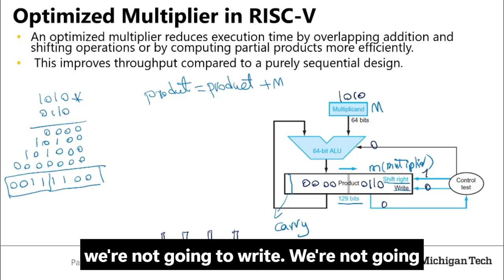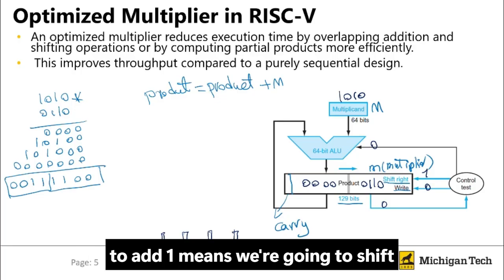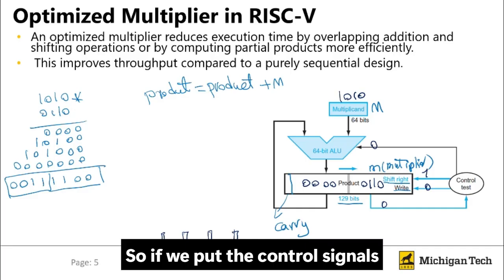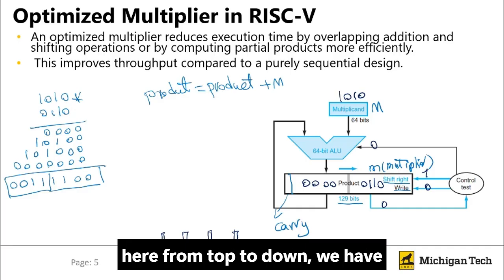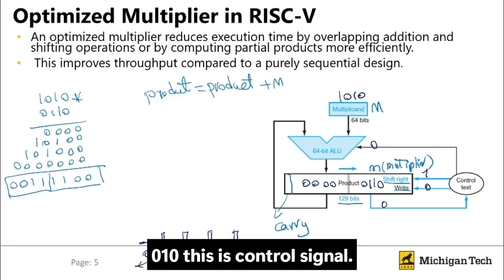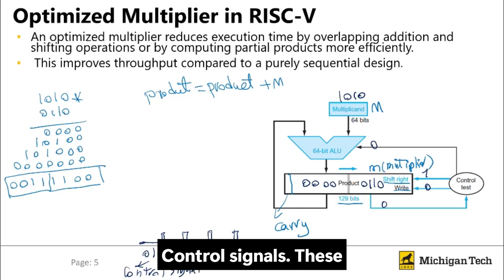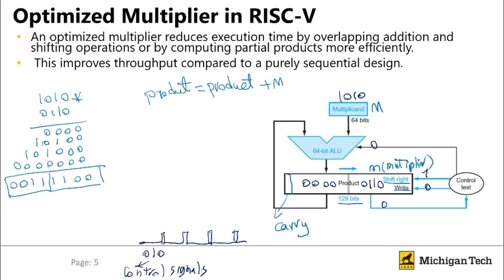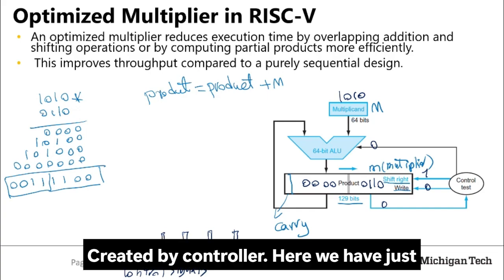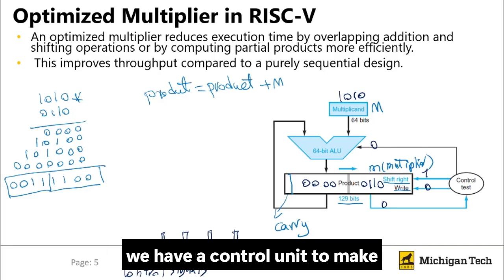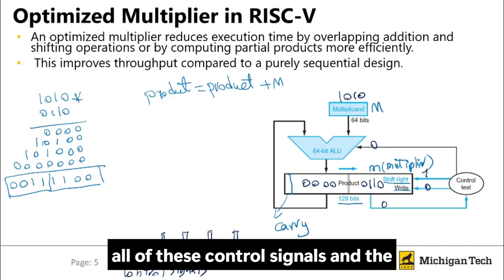So 0 means we're not going to write, we're not going to add. 1 means we're going to shift. So if we put the control signals here from top to bottom, we have 0 1 0. These are the control signals. They can be created by a controller. Here we have just a small controller, but in a real computer, we have a control unit to make all of these control signals.